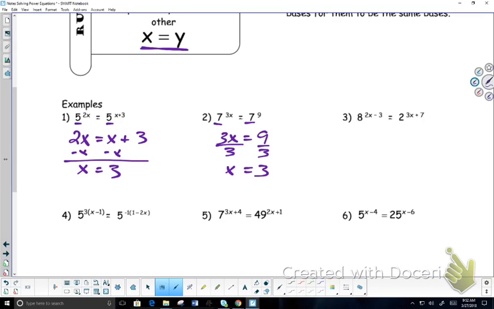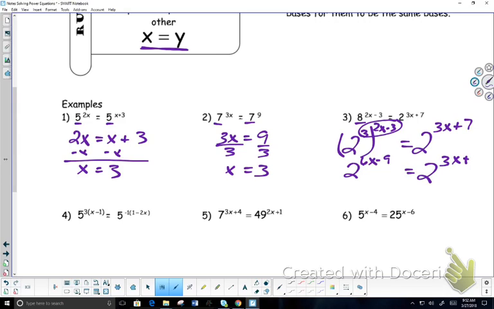Number 3 is a little more tricky. You'll notice the bases are not the same. But we can turn 8 into a 2 by cubing it. Then you've got 2 to the 2x minus 3, right? Okay, so now keep in mind this right here is a power to a power, so it would be 2 to the 6x minus 9 equals 2 to the 3x plus 7.